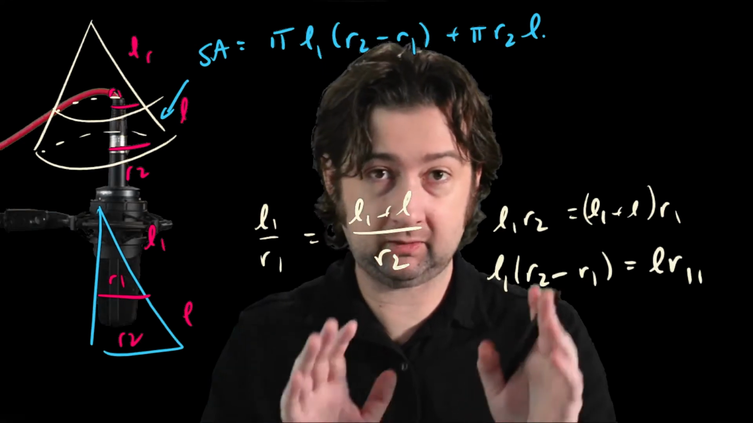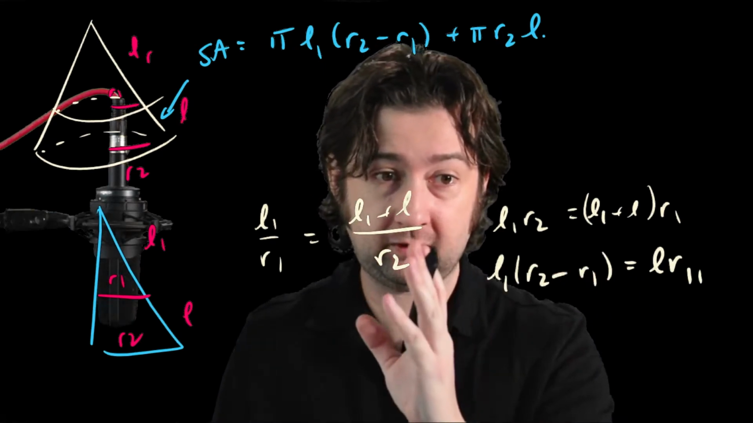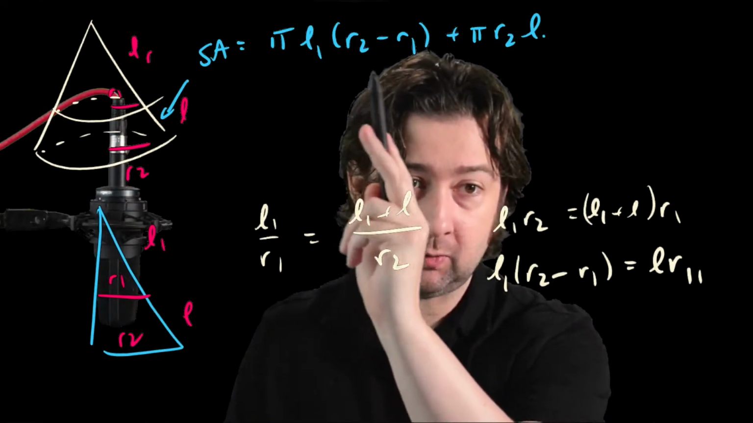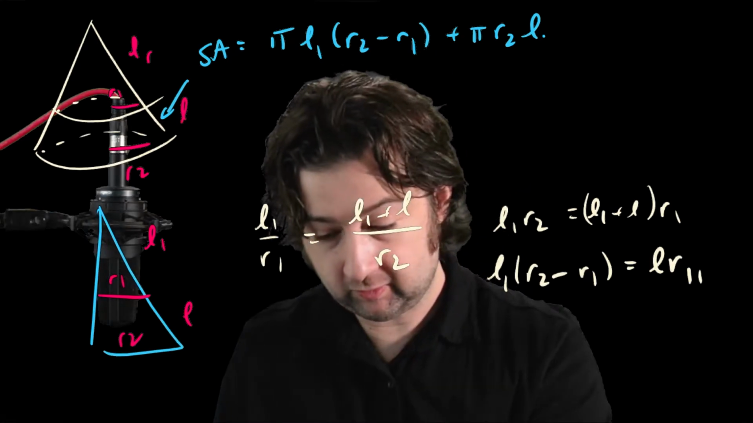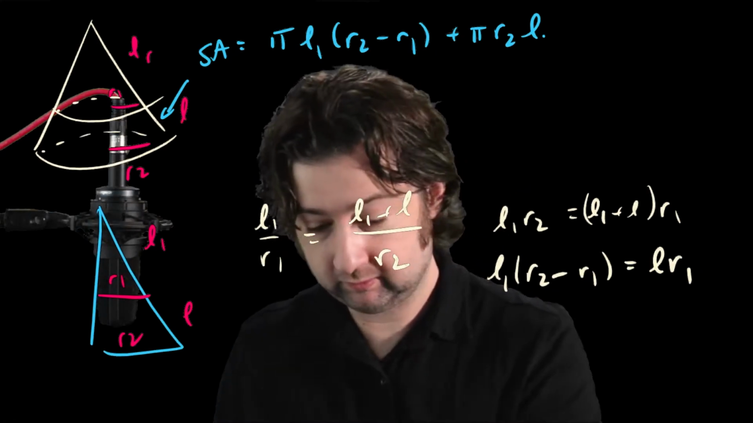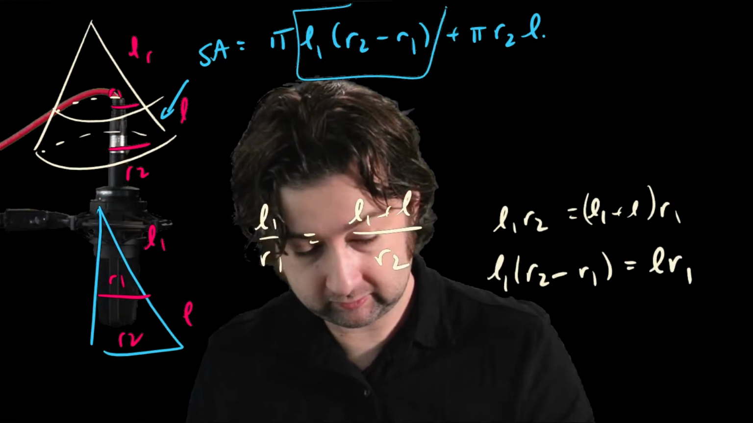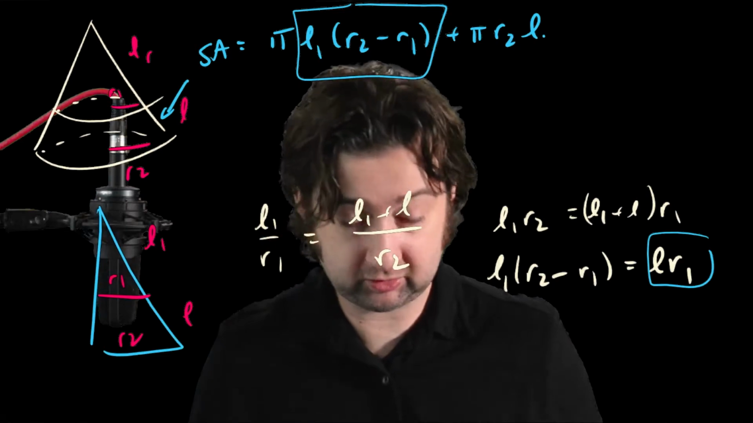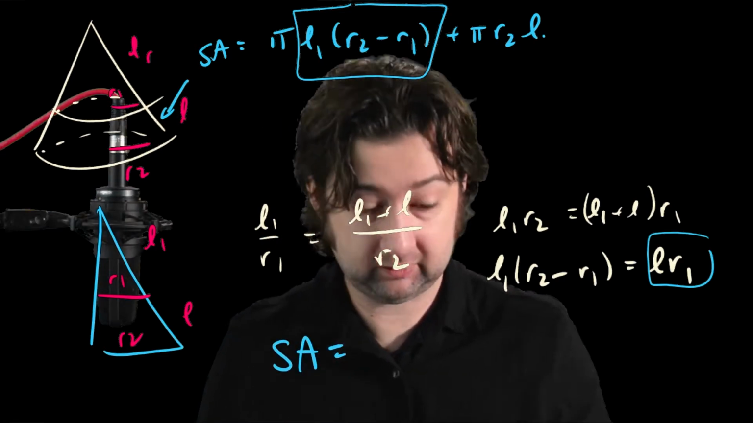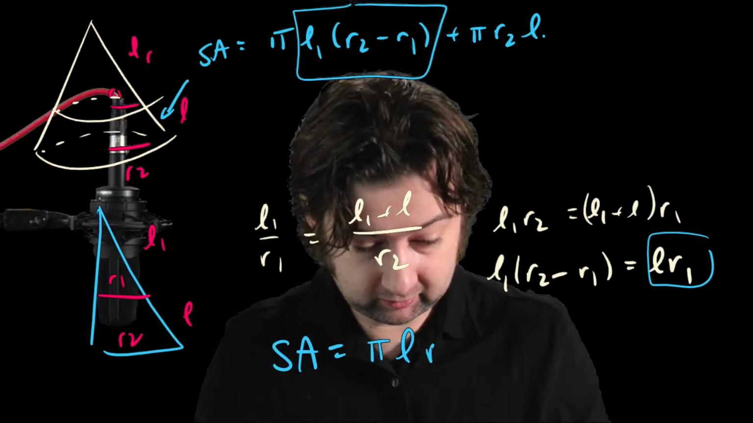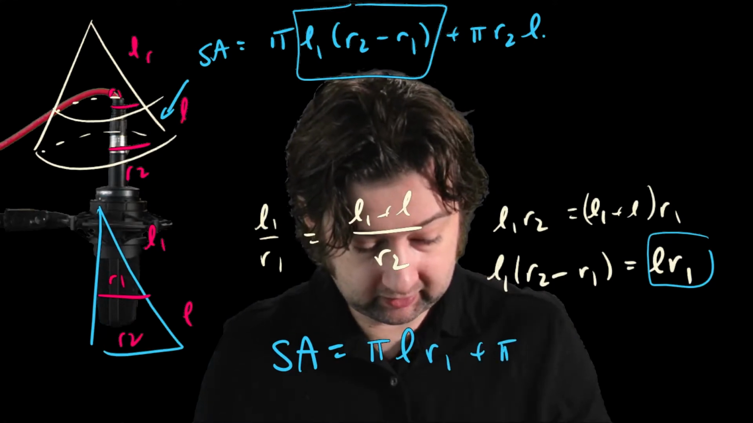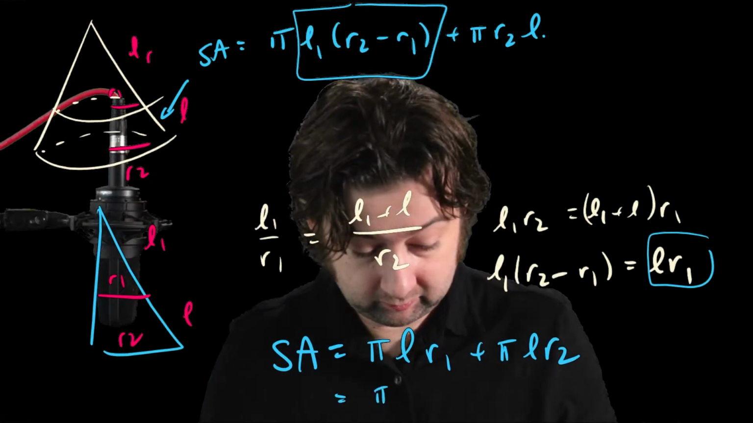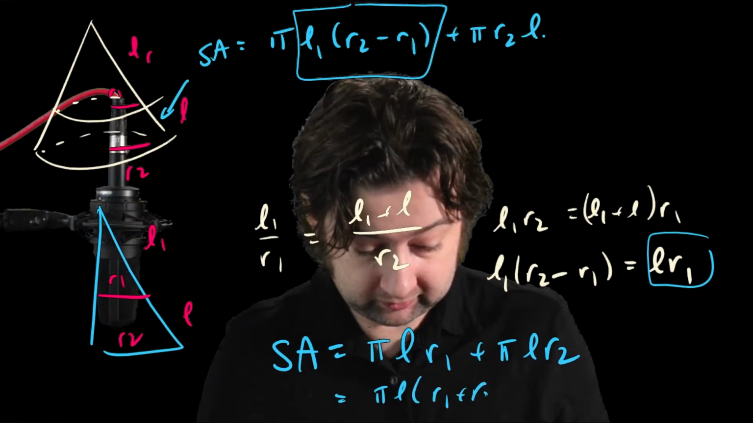So what I did here was I multiplied through and I pulled over everything with an L1 onto this side. And the reason I did that is because this is an L1 (R2 minus R1), and so I can replace all of this with this. And what that's going to give me is a new expression for the surface area that's simplified that looks like pi L R1 plus pi L R2. And that's equal to pi L (R1 plus R2).